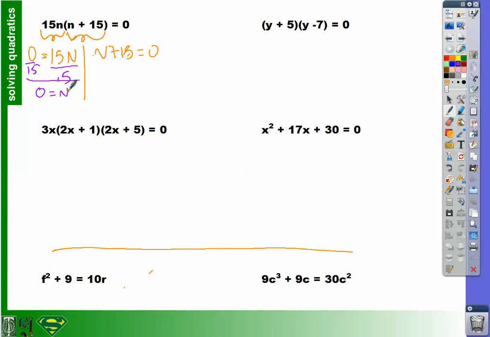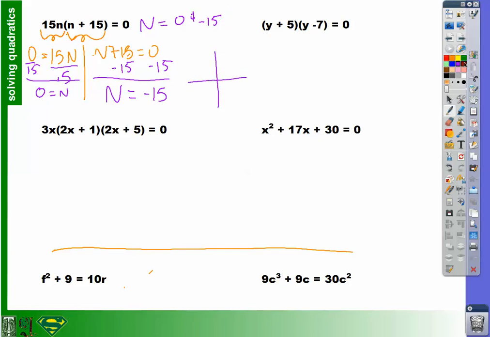On the right side, what are we going to do to both sides to get the n by itself? Subtract 15. So we subtract 15 from both sides of the equal sign, and I get n is equal to negative 15. So I end up with 2 answers. But which one is correct? They are both correct. n is equal to 0 and negative 15.